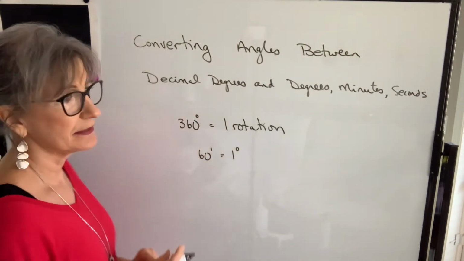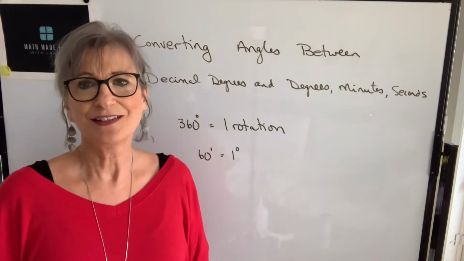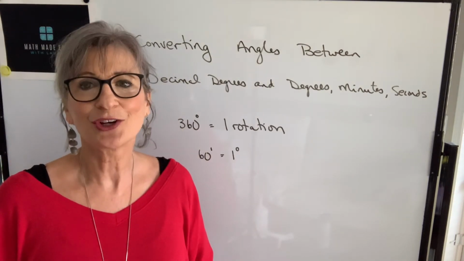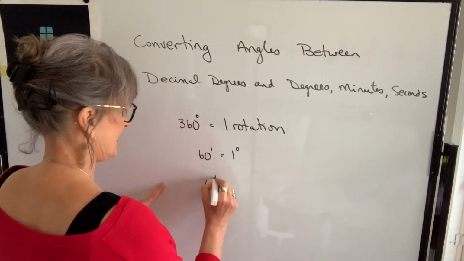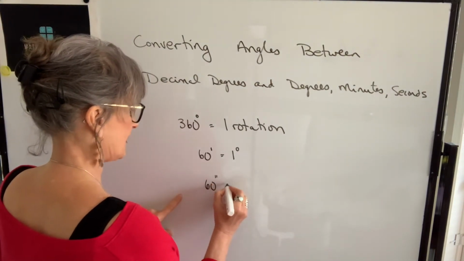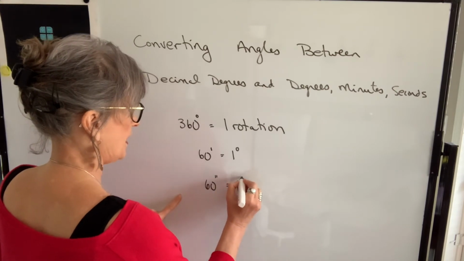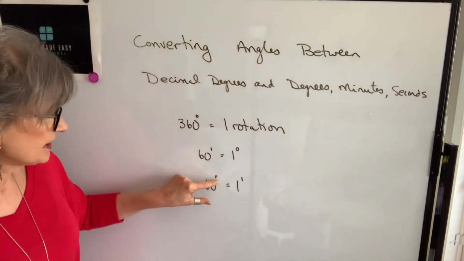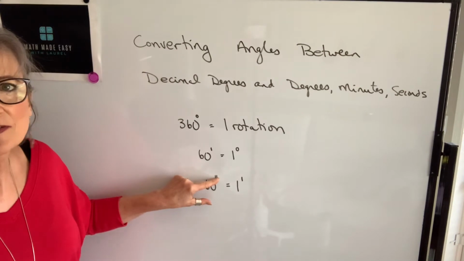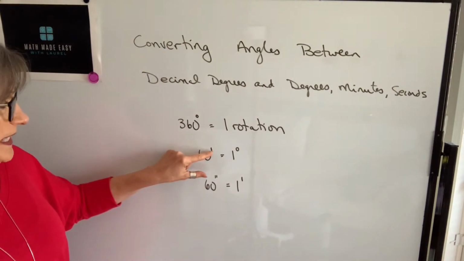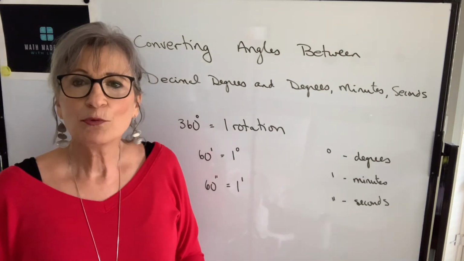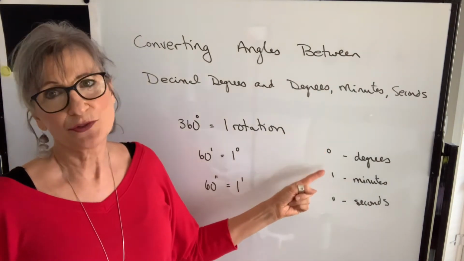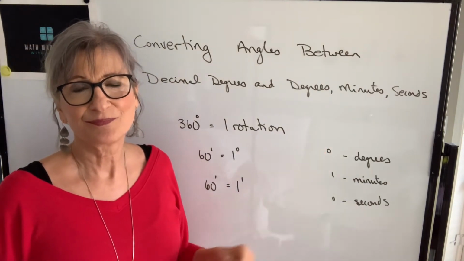Then a minute can be further divided into seconds, and you guessed it, there are 60 seconds in a minute. So there are 60 seconds, and that's the symbol used for seconds, in 1 minute. So we use the same symbol for seconds as we do for inches. We use the same symbol for minutes as we do for feet. Be aware of what these symbols represent when you see them in terms of angles.